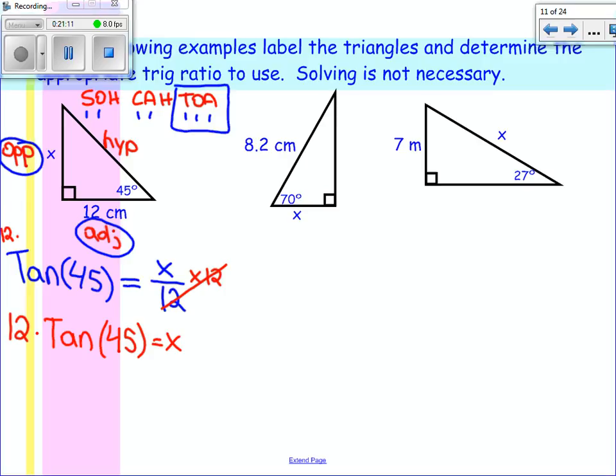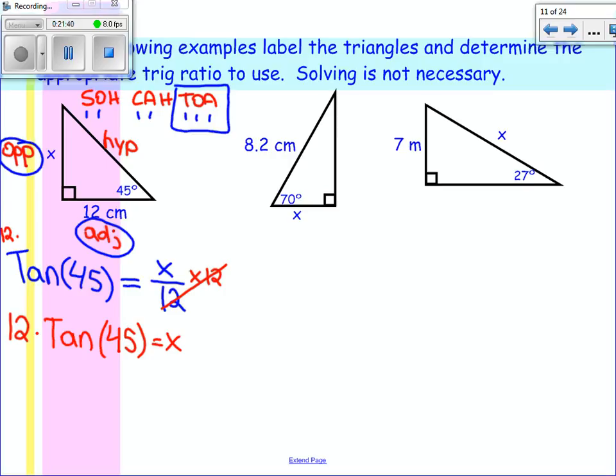So in your calculator, you're going to turn it on. You're going to go 12, then you go times, then you click the tan button, and it should automatically bring up one bracket, right? Then you put in 45 and you close that bracket. And then hit enter. And it'll tell you what that missing side length is. And in our case, it's 19.4.